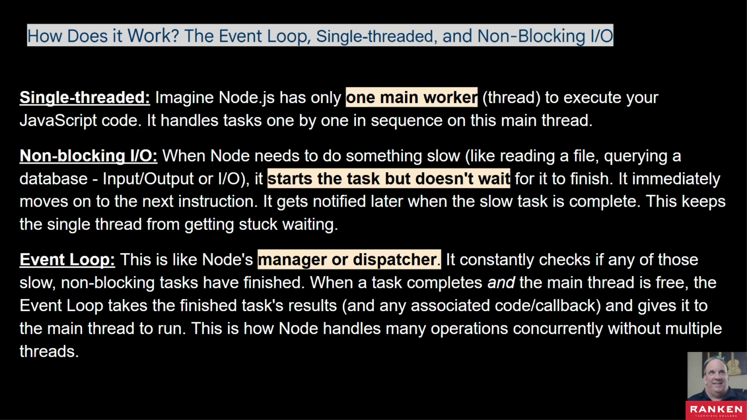And it's non-blocking. So when Node needs to do something slow, because Node can do things like reading a file, querying a database, and lots of other things, it'll start the task, but it doesn't wait for it to finish. It immediately moves on to the next instruction. It gets notified later when the slow task is complete. This keeps the single thread from getting stuck waiting.